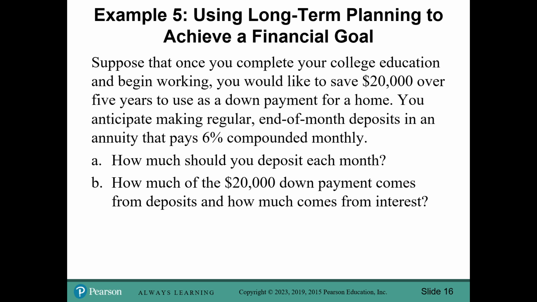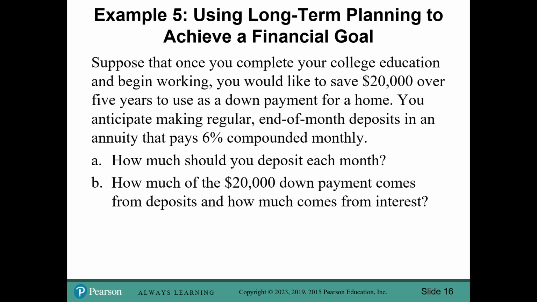All right, so let's suppose that once you complete your college education and begin working, you would like to save $20,000 over 5 years to use as a down payment for a home. You anticipate making regular end-of-the-month deposits in an annuity that pays 6% compounded monthly. How much should you deposit each month? And then part B is going to say how much of the $20,000 down payment comes from deposits and how much comes from interest. All right, let's break it down.